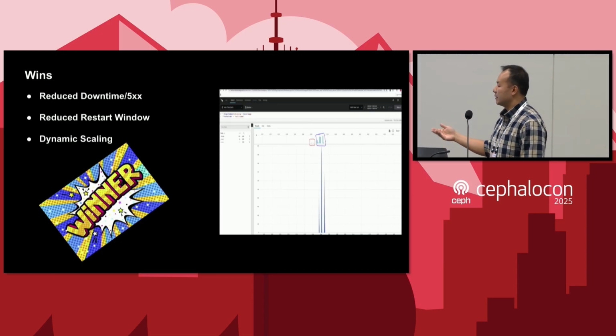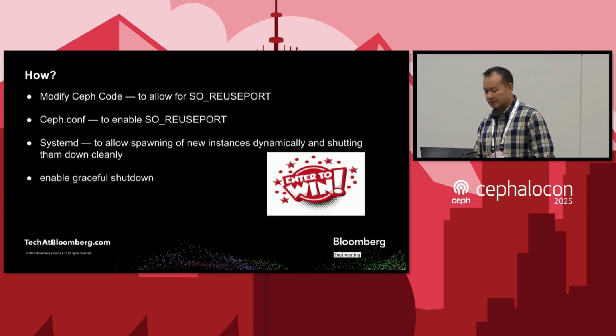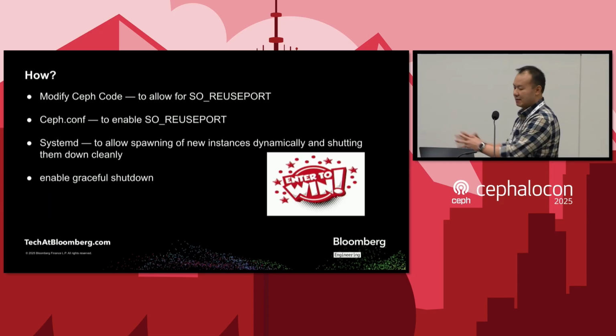Again, we rely on the client retry. So if you use S3, there's a retry. But the difference is very drastic. All right, so let's talk about the win. How do we do it?